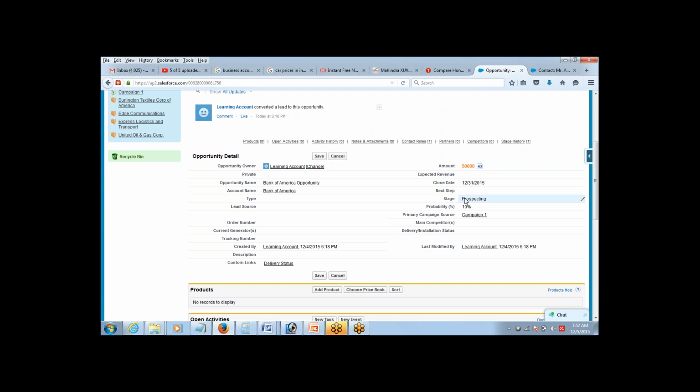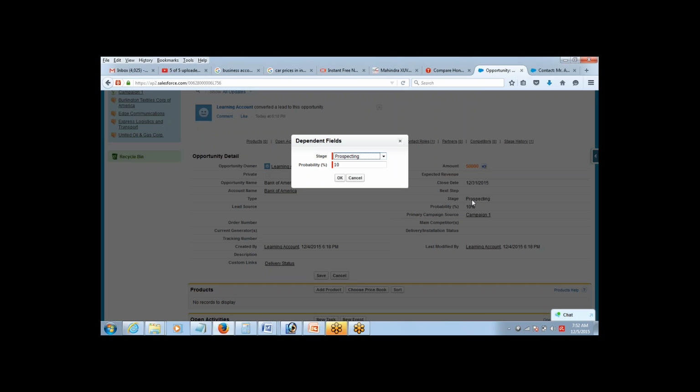And then there is another important thing, stage here for the opportunity. All right. Every opportunity will have a life cycle. So opportunity information is basically an information which has a complete life cycle. It's not like an account or contact where there is just information and it stays as it is. Opportunity information keeps on changing from time to time.